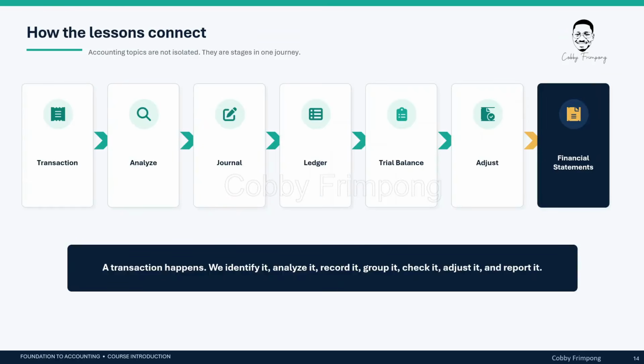How the lessons connect. One thing I want you to keep in mind throughout this course is that accounting topics are connected. A business transaction happens. We analyze it. We determine the accounts affected. We apply debit and credit. We record the journal entry. We post it to the ledger. We calculate account balances. We prepare the trial balance. We make necessary adjustments. Then we prepare the financial statements. Keep coming back to this journey as you go through the course.